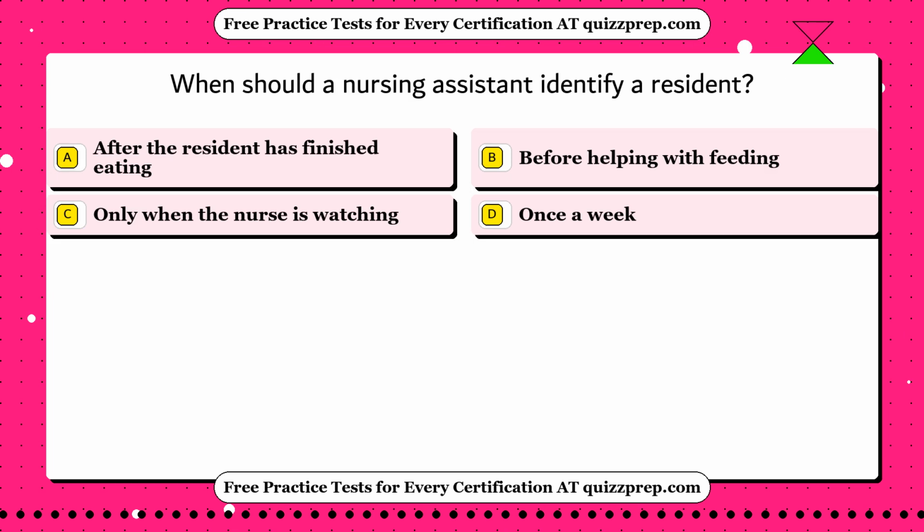Question 10. When should a nursing assistant identify a resident? Option A. After the resident has finished eating. Option B. Before helping with feeding. Option C. Only when the nurse is watching. Option D. Once a week.